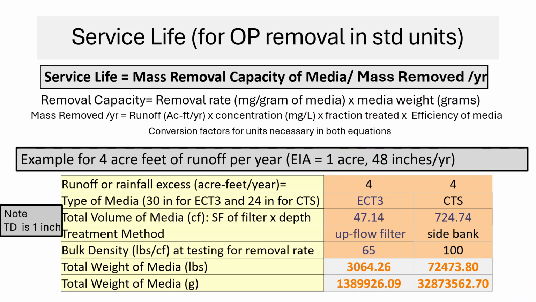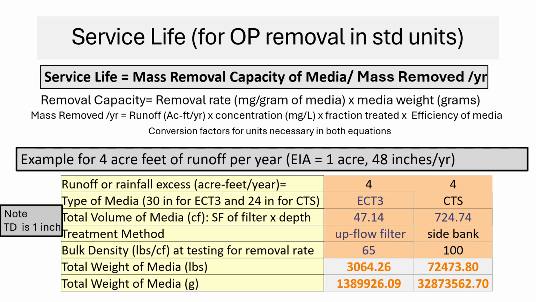treatment system. Service life tells us how long a treatment media will last before it needs to be replaced, and it's calculated by dividing the total mass removal capacity of the media by the mass of pollutant removed each year. The removal capacity itself is determined by multiplying the removal rate, expressed in milligrams of pollutant per gram of media, by the total weight of media in the system in grams. So if you know how effective your media is on a per gram basis, and you know how much media you have, you can calculate its total capacity to remove pollutant over its lifetime.